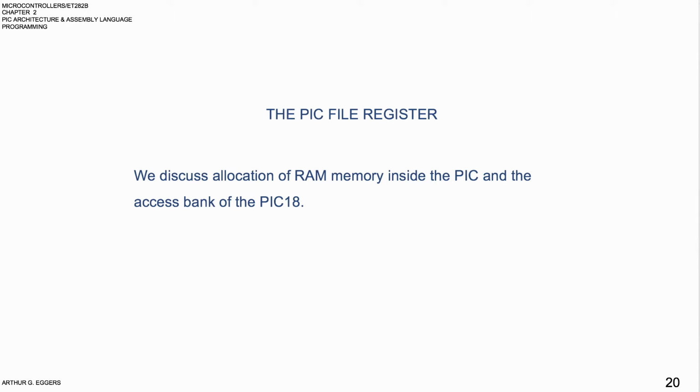The PIC file register. The PIC microcontroller has many other registers in addition to the working register. They are called data memory space to distinguish them from program or code memory space. The data memory space in a PIC is a read-write or static RAM memory. In the PIC microcontroller literature, the data memory is also called the file register.